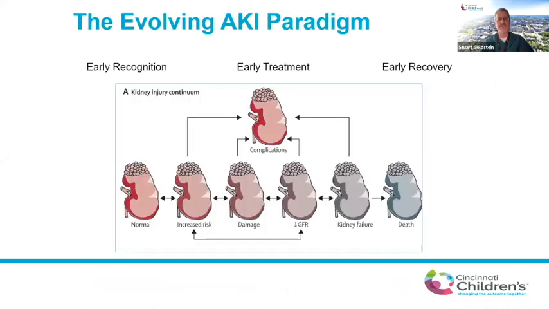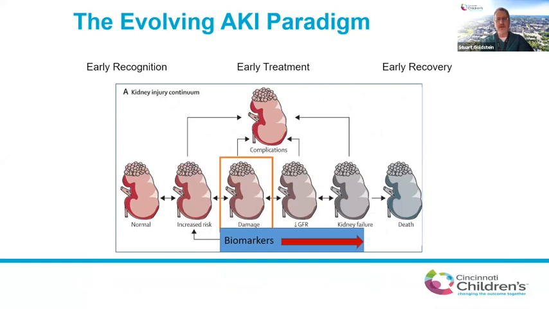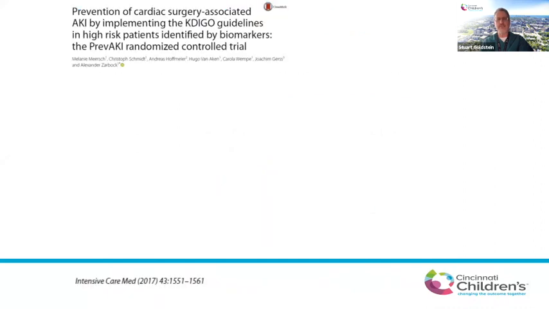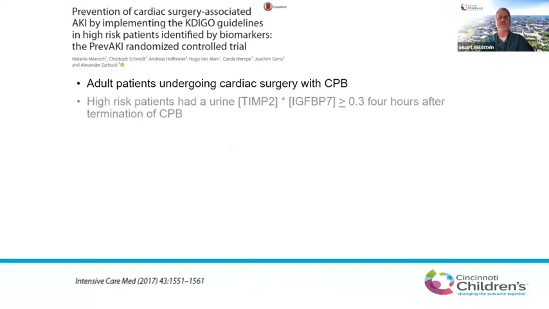So now we have these biomarkers, and so maybe we should go ahead and get them in everybody. Well, how do we use them? First, this is the PrevAKI study that I discussed with you. This was a study by Meersch and Zarbock, a single center study that looked at adult patients undergoing cardiac surgery with bypass. High-risk patients were defined as having elevated TIMP-2 IGFBP7 product for 4 hours after the termination of bypass.